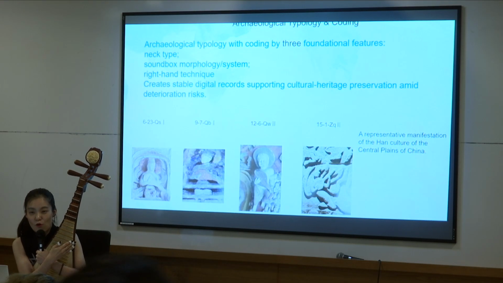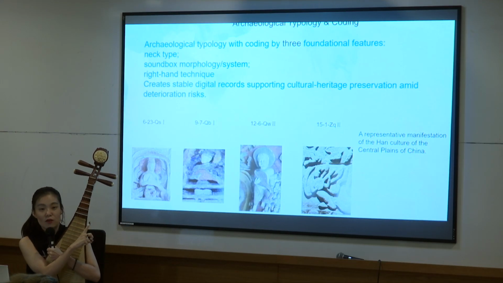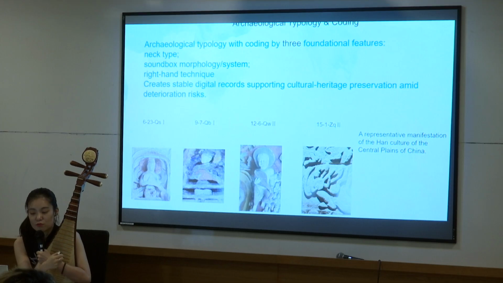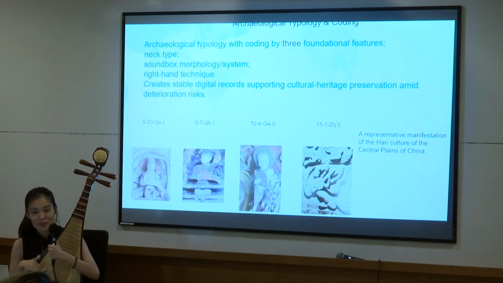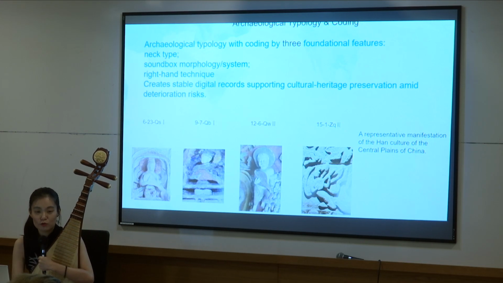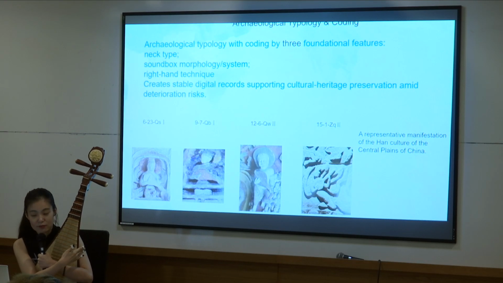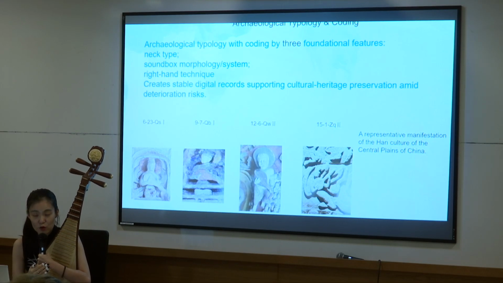And this is the most important part of my research. I use coding for different sorts of pipa instruments, and I use archaeological typology with coding by three fundamental features. One is neck type. Neck type is this, and sound box is this, and right hand technique, because in Han China we use fingers or we use tools.